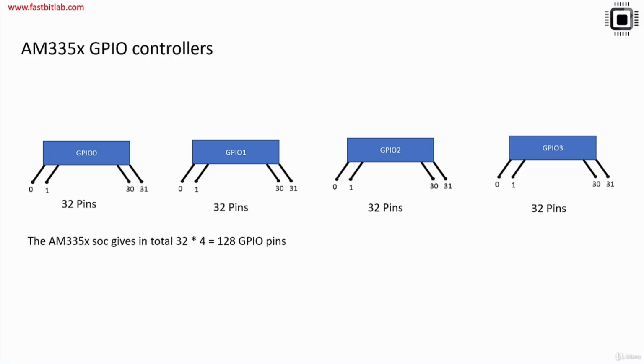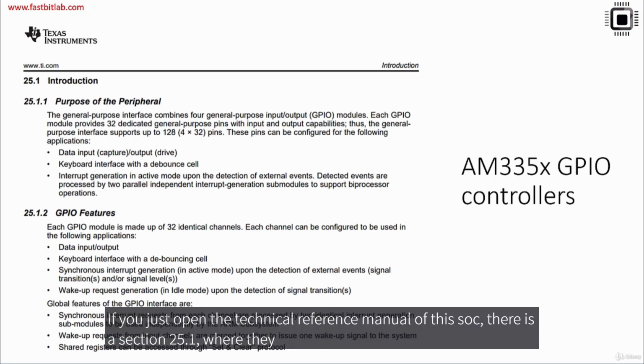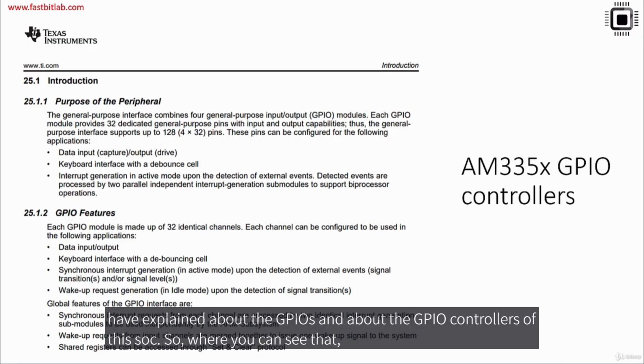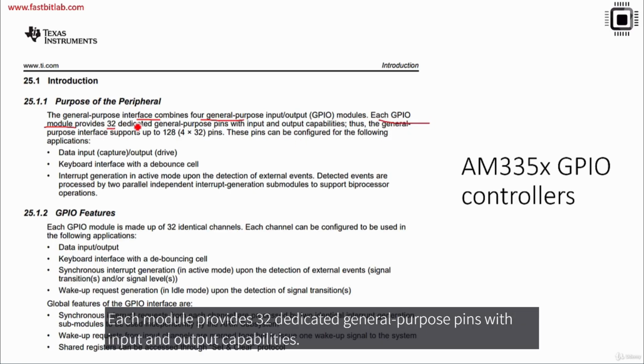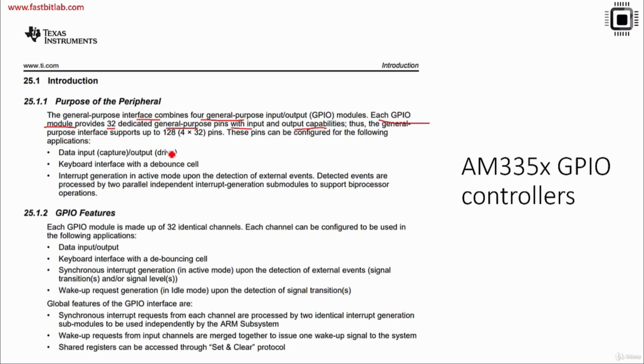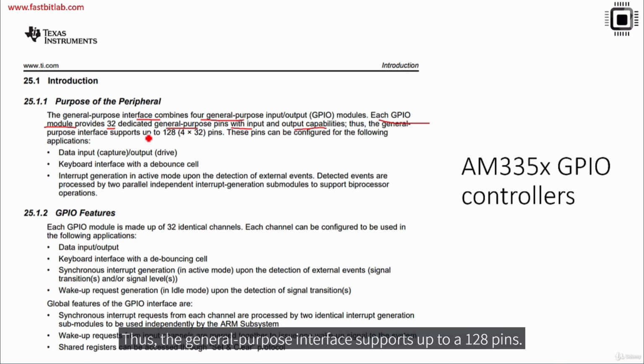We'll see that later. If you open the technical reference manual of this SoC, there is a section 25.1 where they have explained the GPIOs and the GPIO controllers of this SoC. Here you can see that it says the general purpose interface combines 4 general purpose input output modules. Each module provides 32 dedicated general purpose pins with input and output capabilities. Thus, the general purpose interface supports up to 128 pins.